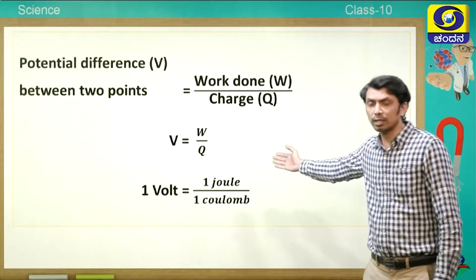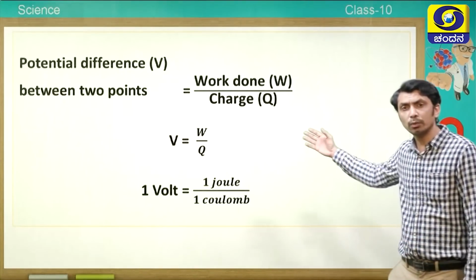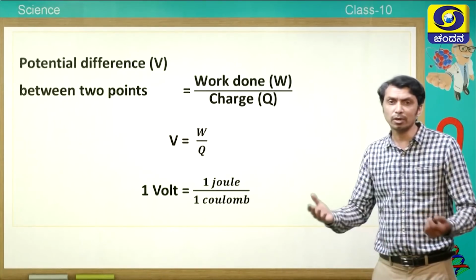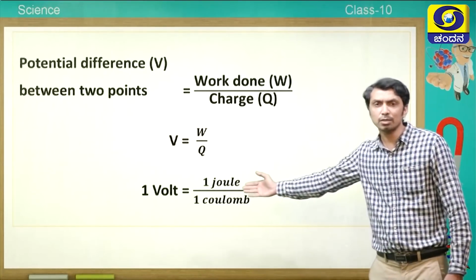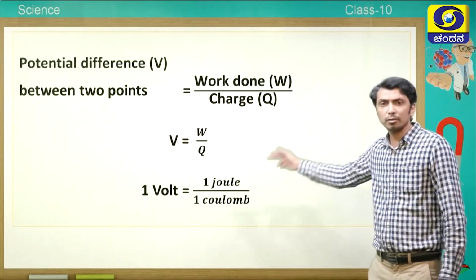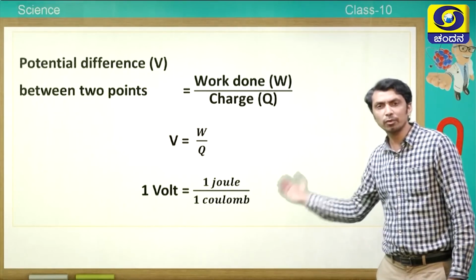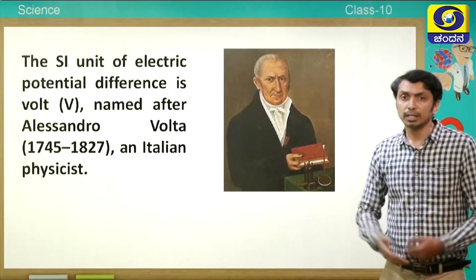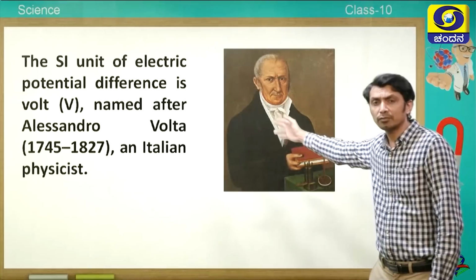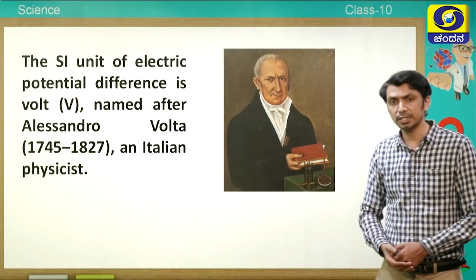Now when do we call the potential difference 1 volt? Yes, when we do the work of 1 joule and 1 coulomb of charge is moving, then we call the potential difference 1 volt, because when we give this difference, we are doing the work, and when we are doing the work, the charges are moving from one point to the other. The SI unit of electric potential difference is volt, named after the scientist Alessandro Volta, an Italian physicist.